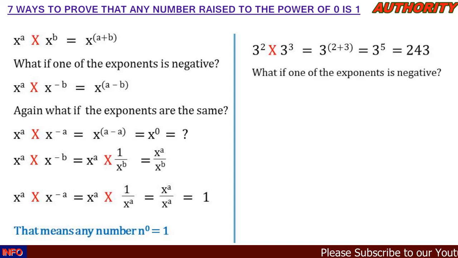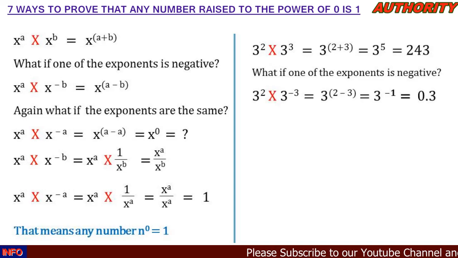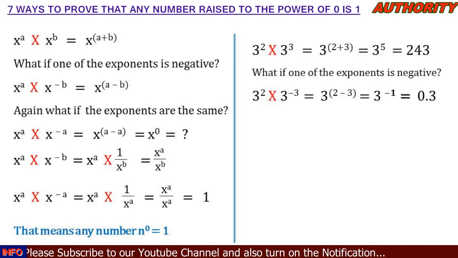Now let's go again. What if one of the exponents is negative? Maybe for instance, we have 3 raised to power 2 times 3 raised to power minus 3. What is going to give us? That is going to have 3 raised to power 2 minus 3. Okay, so when you say 2 minus 3, it's going to give us minus 1. So here we have 3 raised to power minus 1. Is that true? Yes.